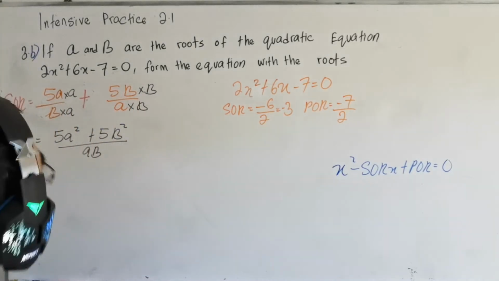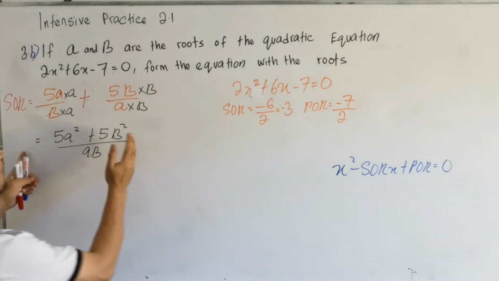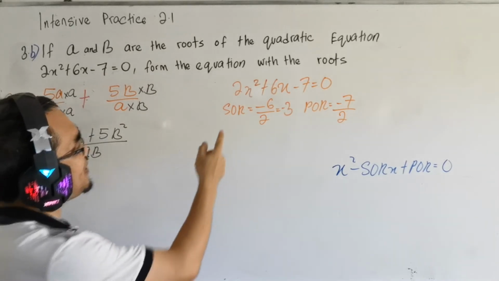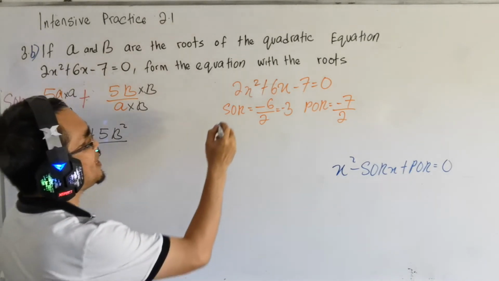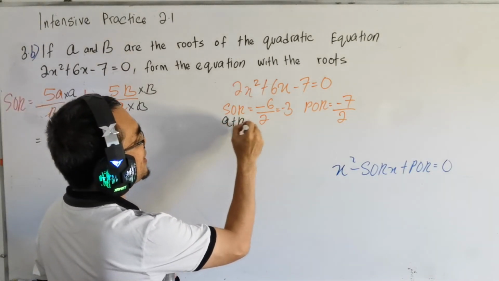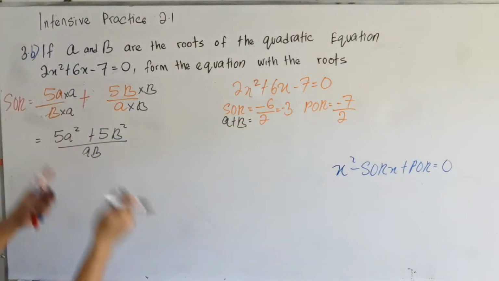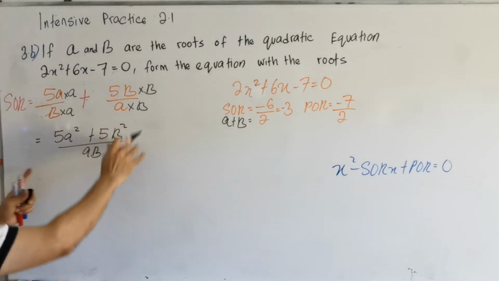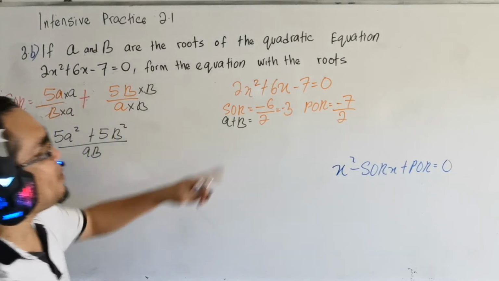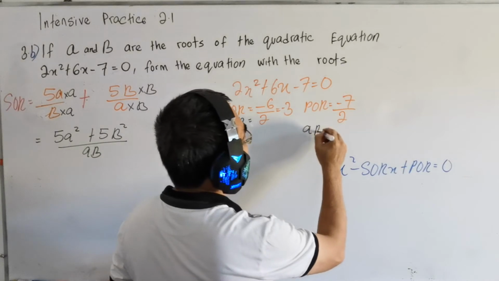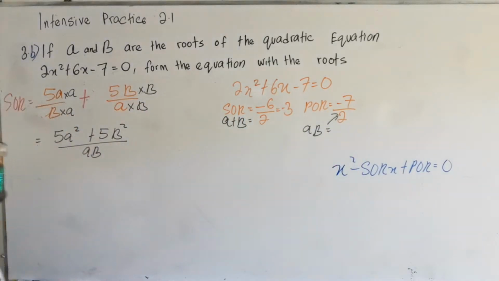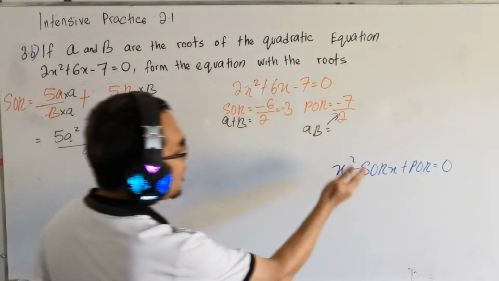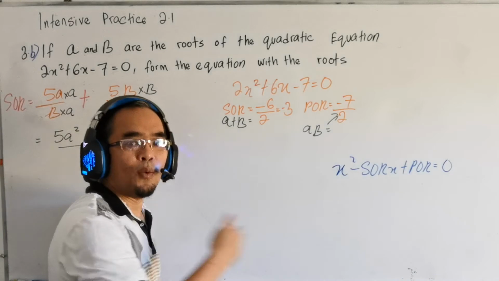And for the purpose of usage here, instead of writing SOR and POR, you should write SOR as alpha plus beta, because we are going to use it. We need to transform this into alpha plus beta or alpha times beta. So this is the value of alpha times beta. Okay, that is 1 and 2 that we have to know.